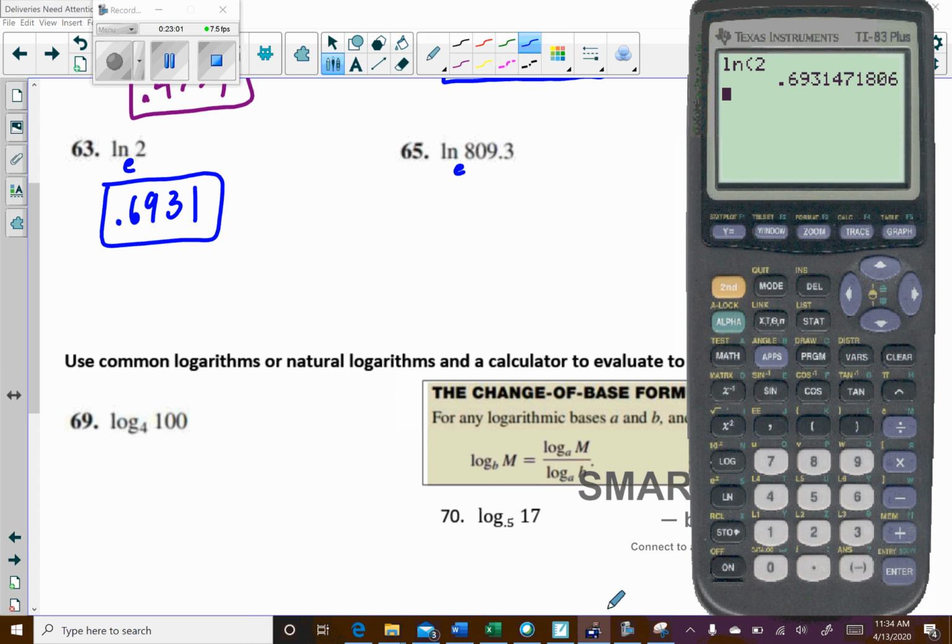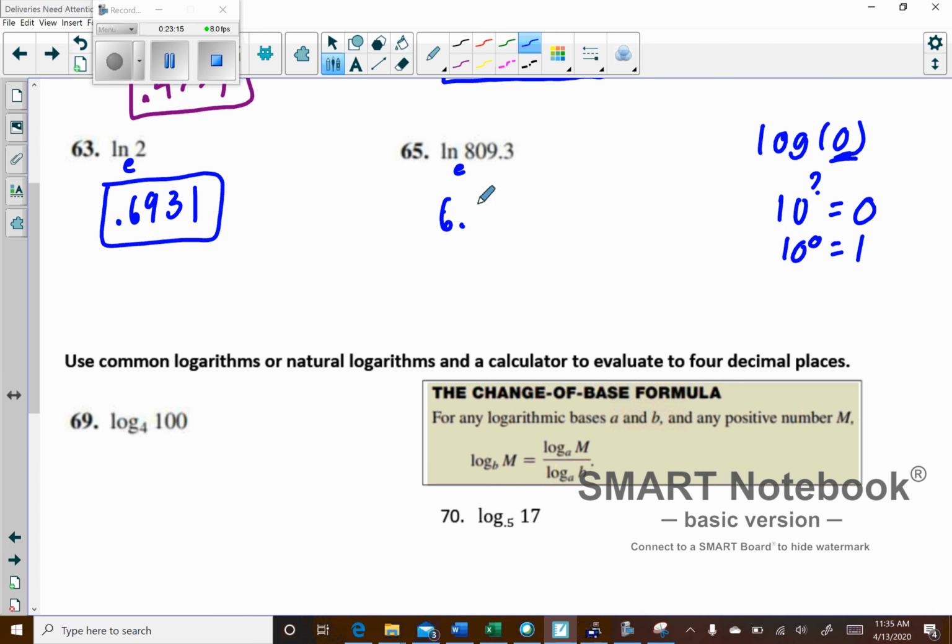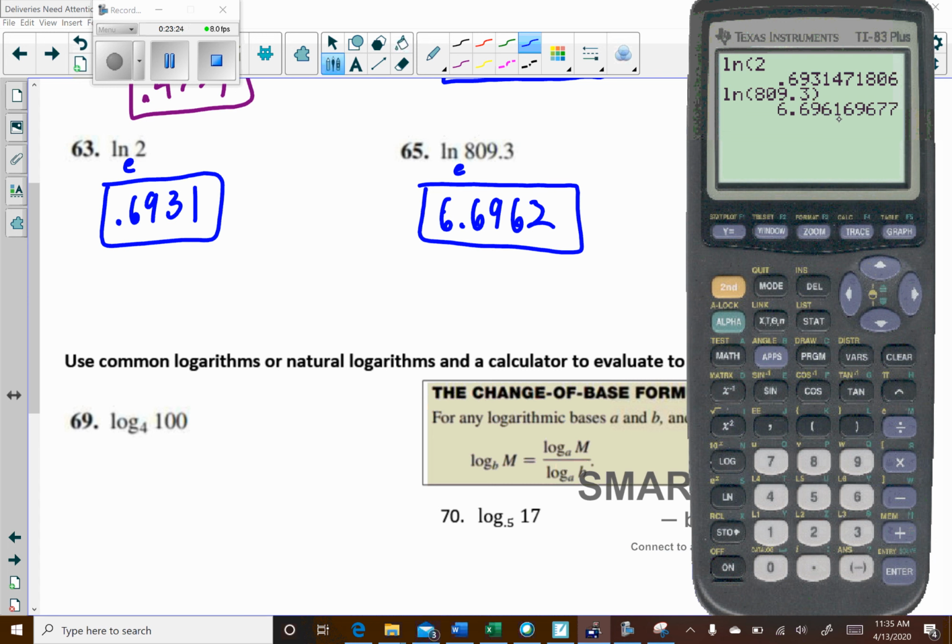And now we'll try this one right here. So let's see, natural log of 809.3. And let's see, 6.696. We're going to have to round that to 6.70. So be careful when you're doing your homework to make sure that you're rounding properly. On this one, I had to round that fourth digit up because the value afterwards was 5 or higher. So if it's 5 or higher, you got to round up. If you look at the other one, I had 0.69314. See that 4? Since it was a 4, I didn't round up on that one.